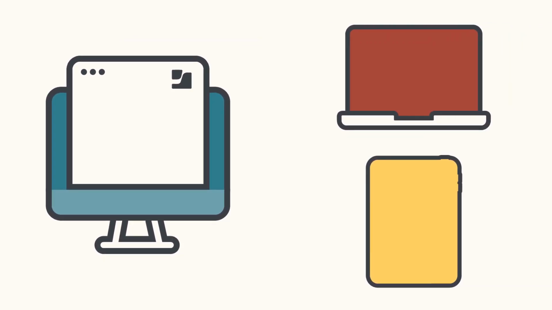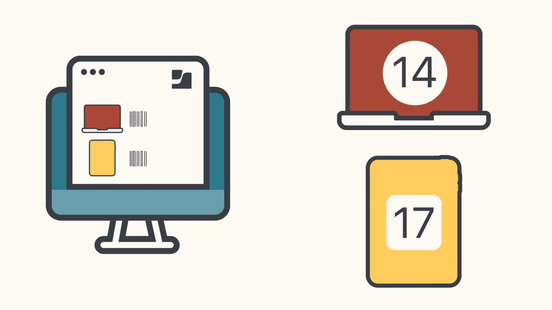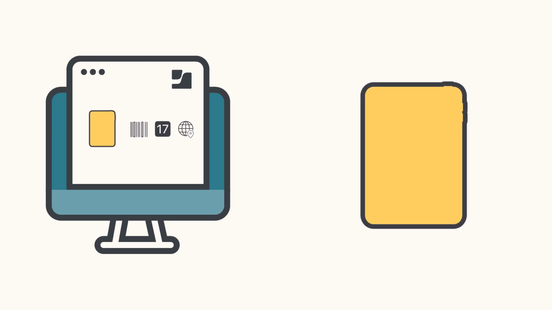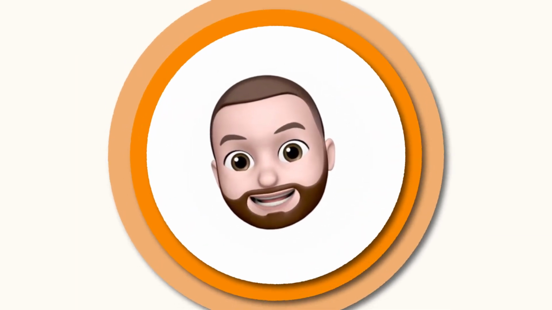Jamf Pro records and allows admins to review inventory information about enrolled devices, such as serial number, operating system version, and IP address. From these inventory records, we can also issue remote commands to devices with the push of a button.